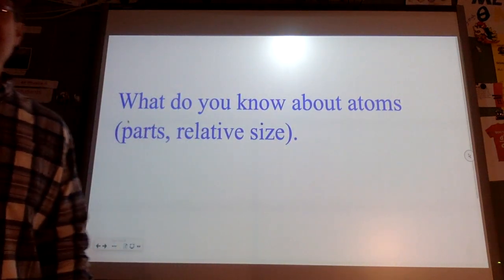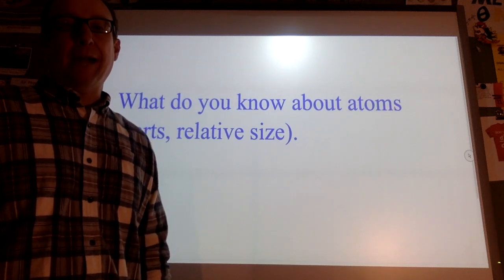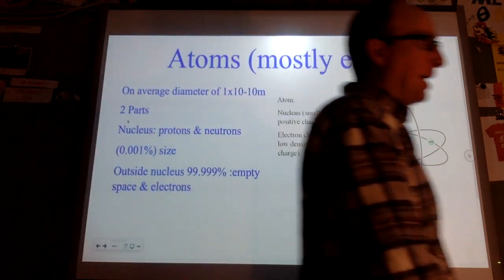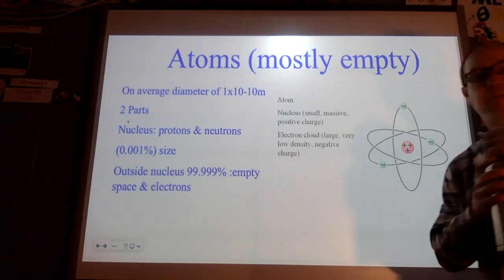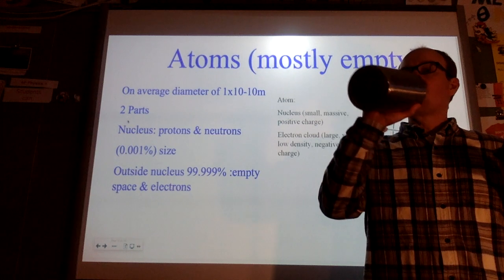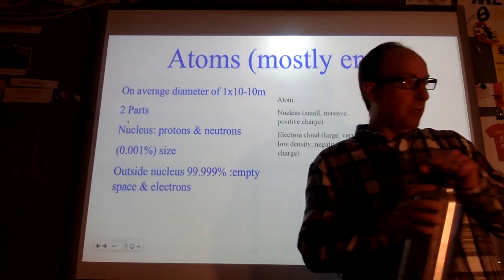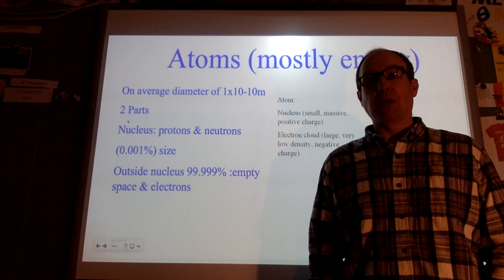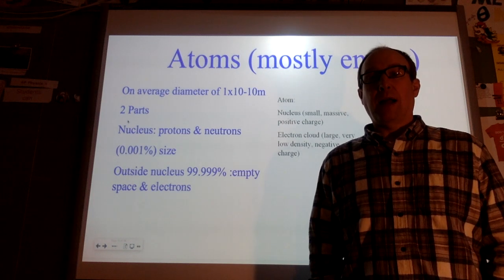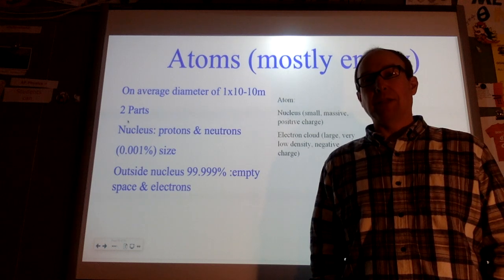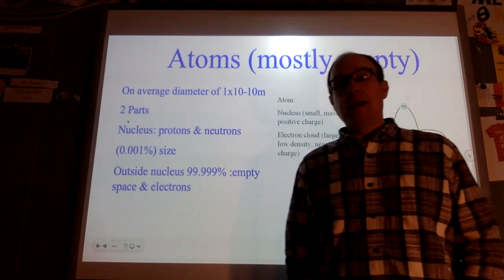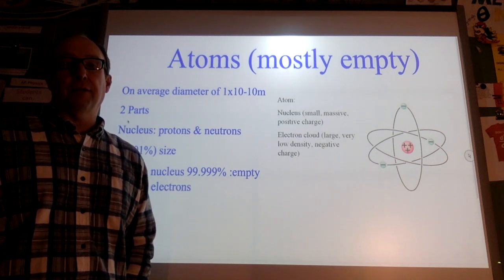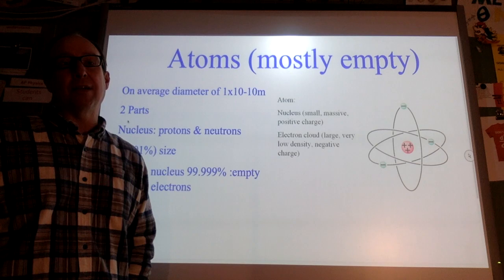All right, so thinking back to chemistry, what do we know about atoms? What makes them up, and what's their relative size? It turns out that an average atom is about 10 to the negative 10th meters across, and they have two main parts. In the center is where all the mass is concentrated, and that's made up of the protons and the neutrons. The protons have what we call a positive charge. On the outside, it is mostly empty space, and somewhere in that empty space are electrons, and they have a negative charge. They do have a mass, but it's much smaller than the mass of a proton or a neutron. So a proton or a neutron is more than 1,800 times more massive.